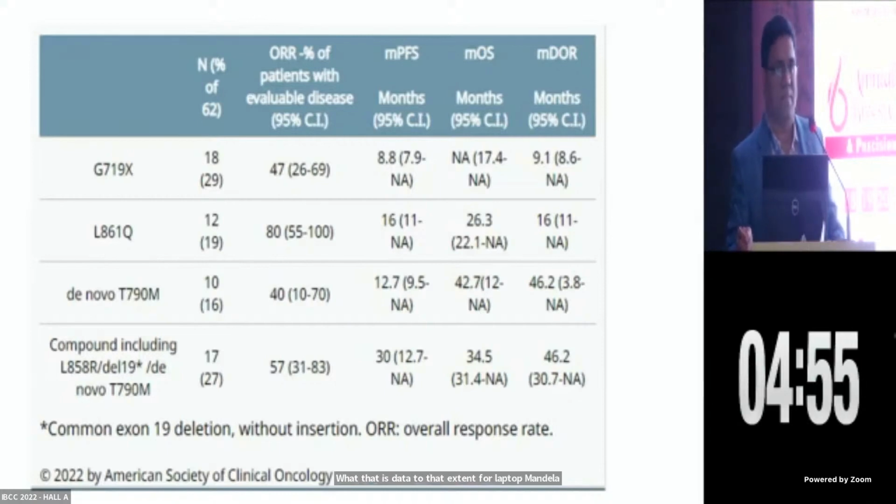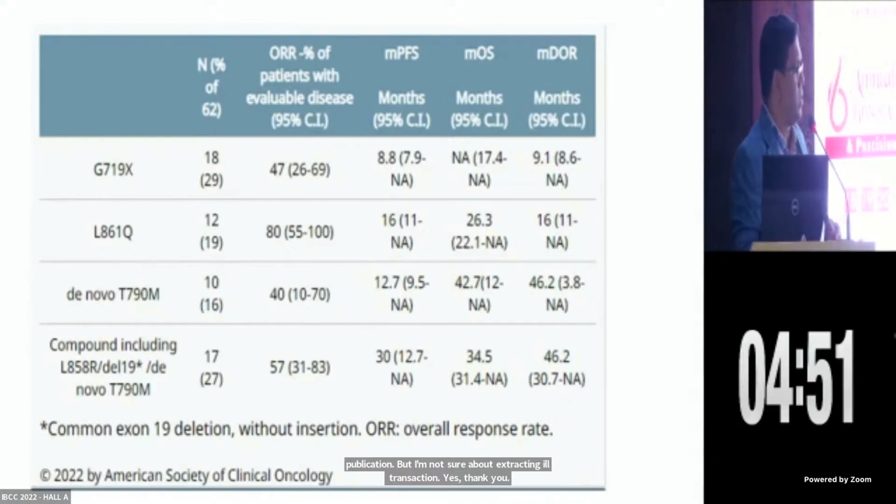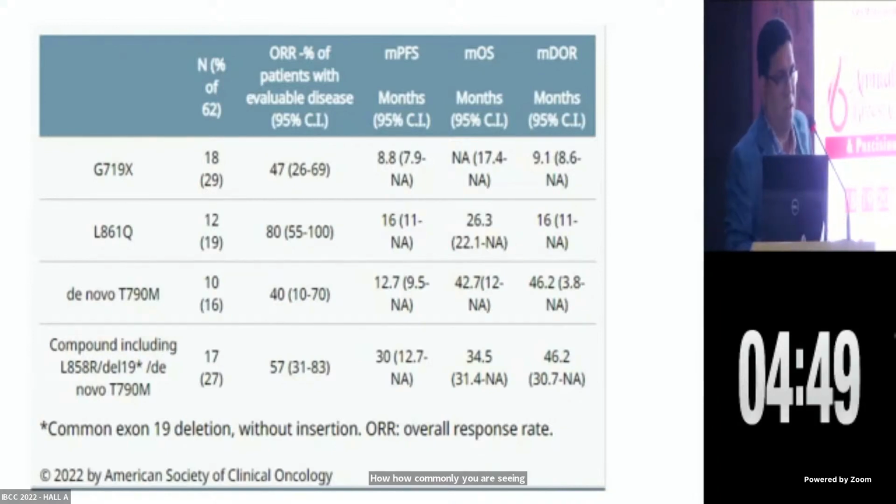Thank you, Vijay sir. How commonly are you seeing de novo T790M upfront, not a compound mutation? So that is very rare for us to see. I would say 1% or around. It's very rare for us. We have not seen it very commonly.